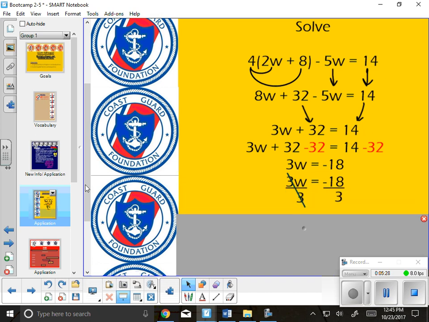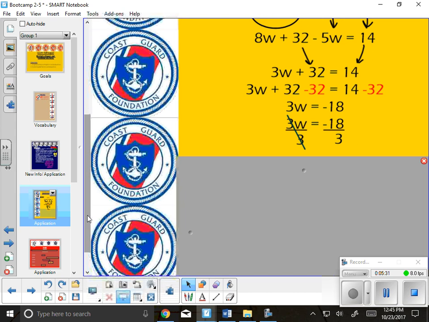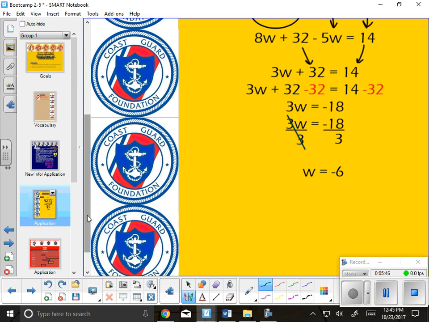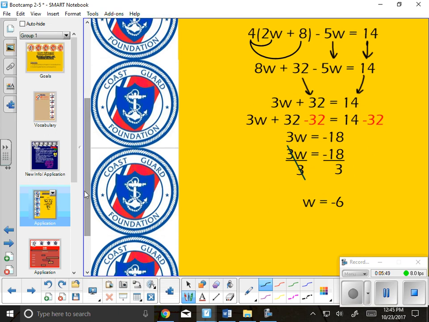So once we divide by 3 on both sides, we're going to be left with w on the left and negative 18 divided by 3. And negative 18 divided by 3 is negative 6. So again, in order to check to make sure that we are correct, we're going to just plug it right back in. So we have our original equation, 4 times (2 times negative 6 plus 8) minus 5w, or 5 times negative 6, equals 14.